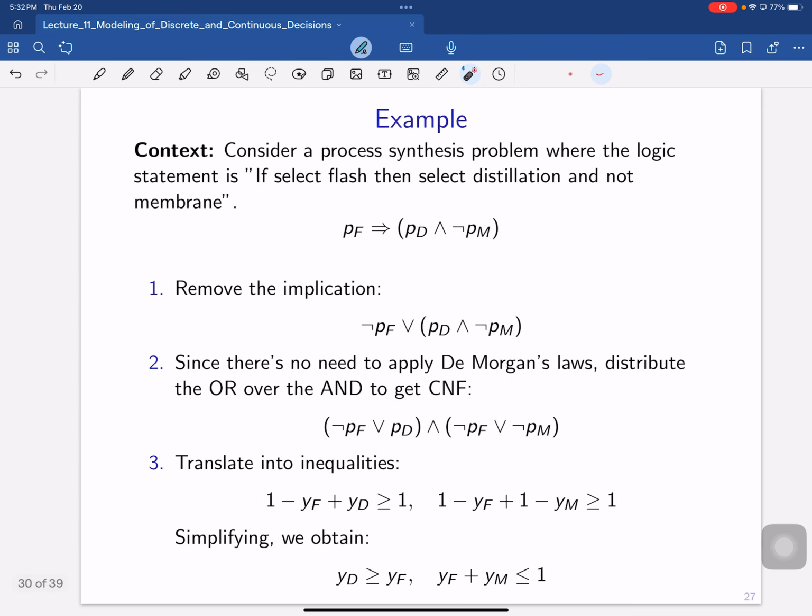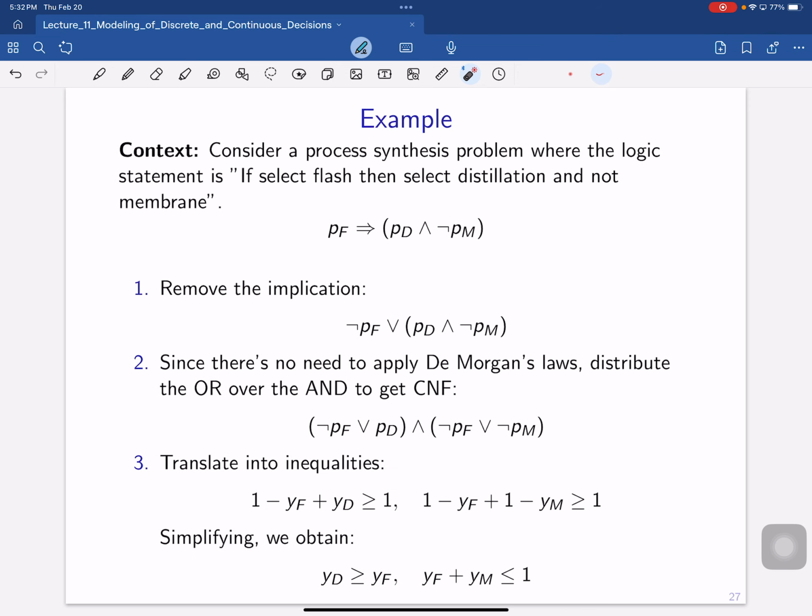Okay, so let's do a quick exercise. Again, I'm giving you a process synthesis problem, but even if you are not a chemical engineer, this logic should be quite simple. The logic is, if in a process synthesis problem we select flash, then select distillation and not membrane. So flash is sort of related to distillation. That's why you select distillation, not membrane. The logic is the following. PF represents flash, so if you select flash, that implies you should select distillation represented by PD and not membrane.